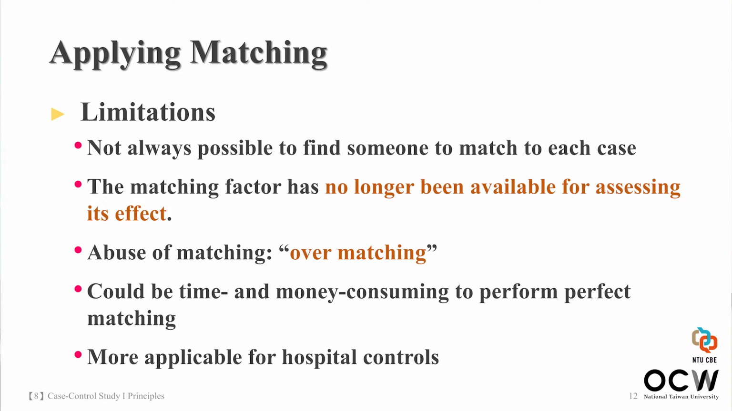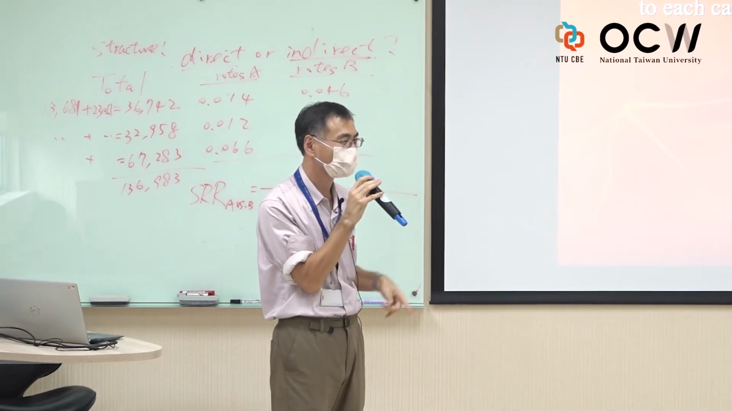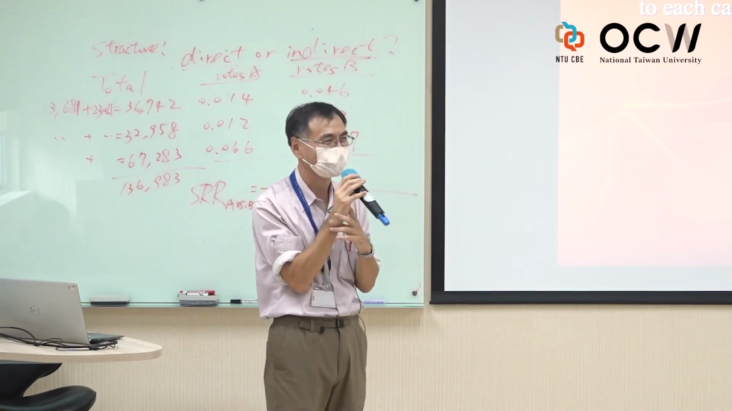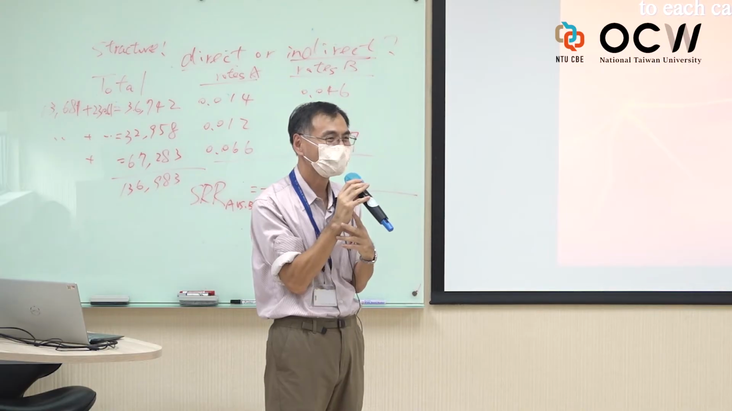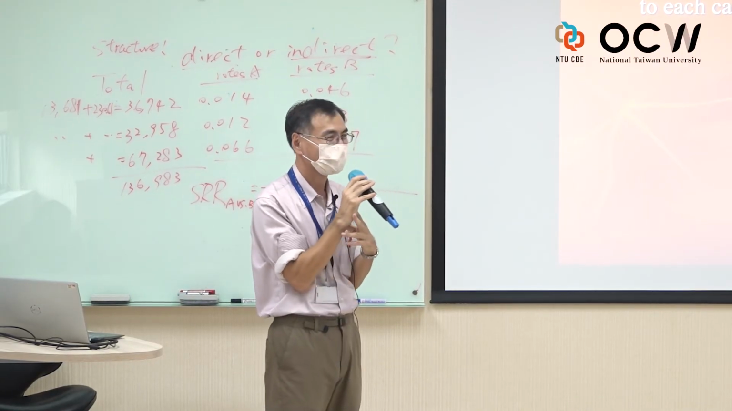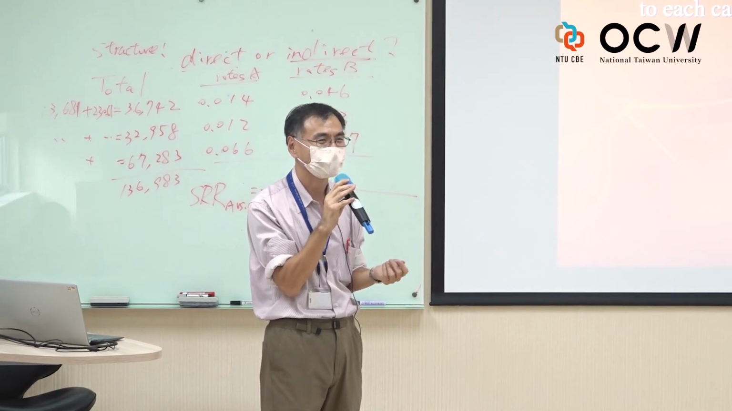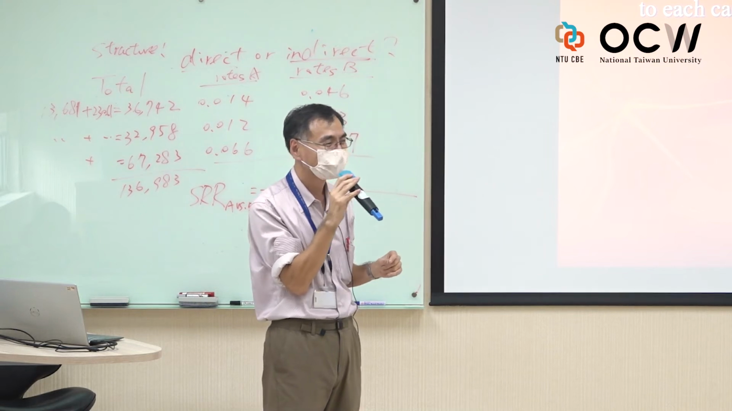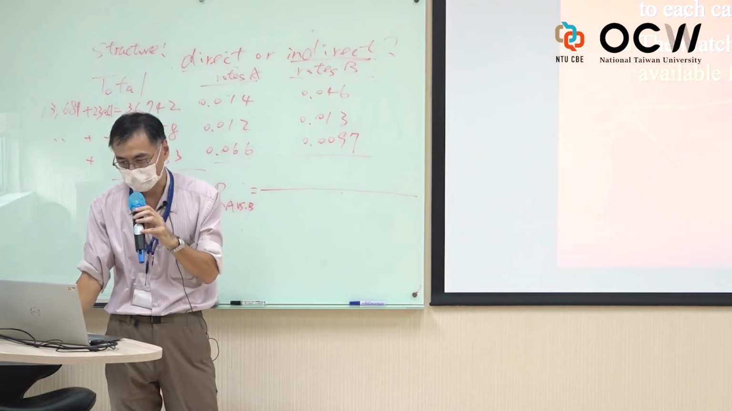Limitations. It's not always possible to find someone to match to each case, right? Yeah, it's kind of sensitive to ask, why are you single? Why can't you find a girlfriend or boyfriend? That's because it's not always possible to find someone to match. For your study, if it's about dementia and you have a case at the age of 95, a male, it might be very difficult to find another control at the age of 95 without dementia, right? So individual level matching is not always feasible, so it's difficult.